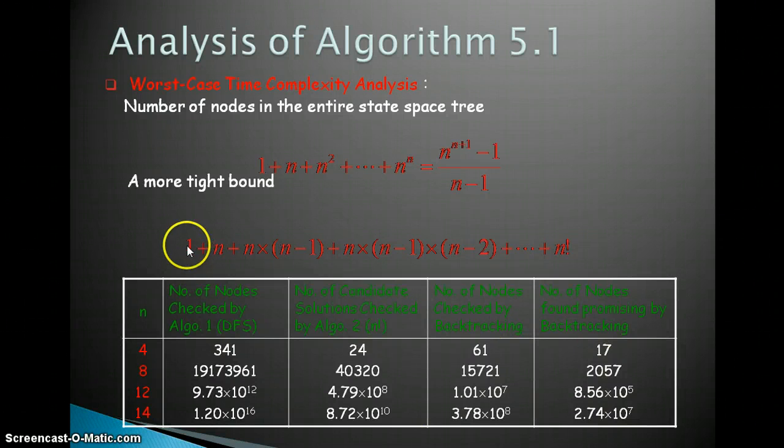The number of nodes checked by DFS is 341. The number of candidate solutions checked in algorithm 2, that is for an n matrix, is 24. For backtracking it is 61 checks. The number of promising nodes found is 17 for the 4 queen problem. So we can at least reduce the number of checks from DFS to backtracking.